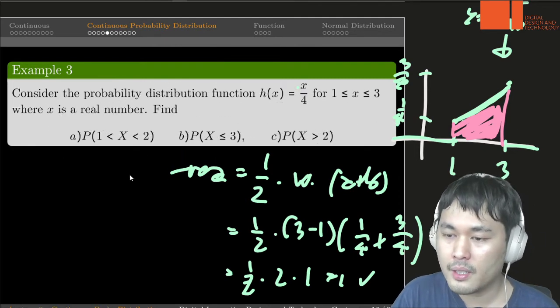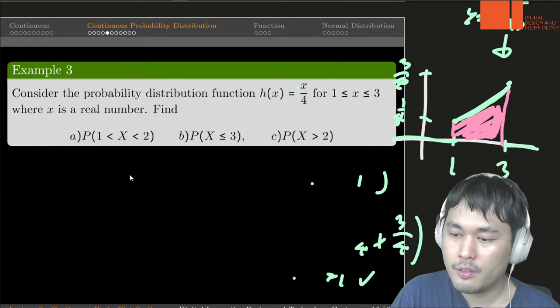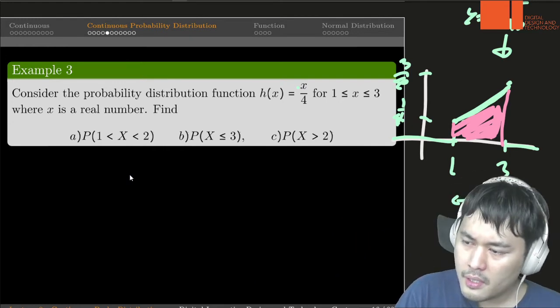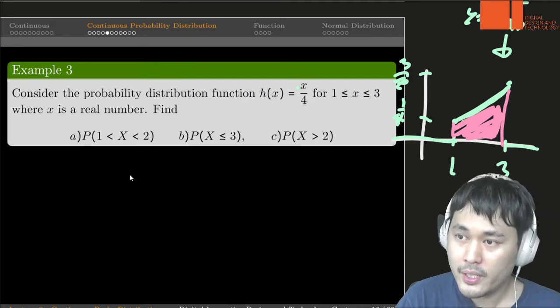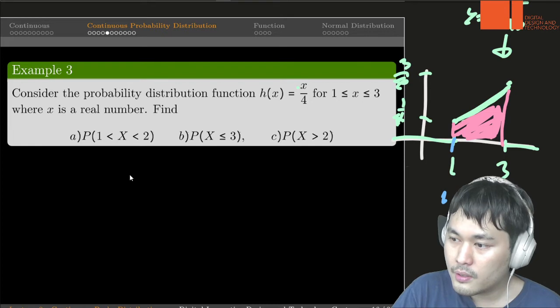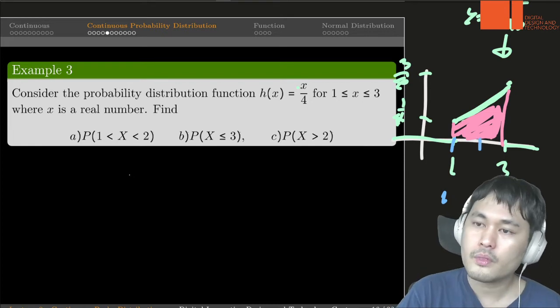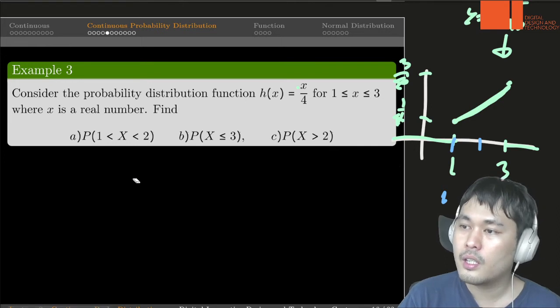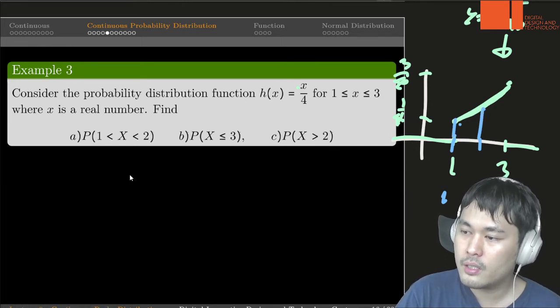Alright, so let's compute them. What's the first one? The probability that x is between 1 and 2. It's 1 and 2, so the left point is 1, which is there, and the right point is 2. So the first question is asking us to compute the area of this trapezoid again.